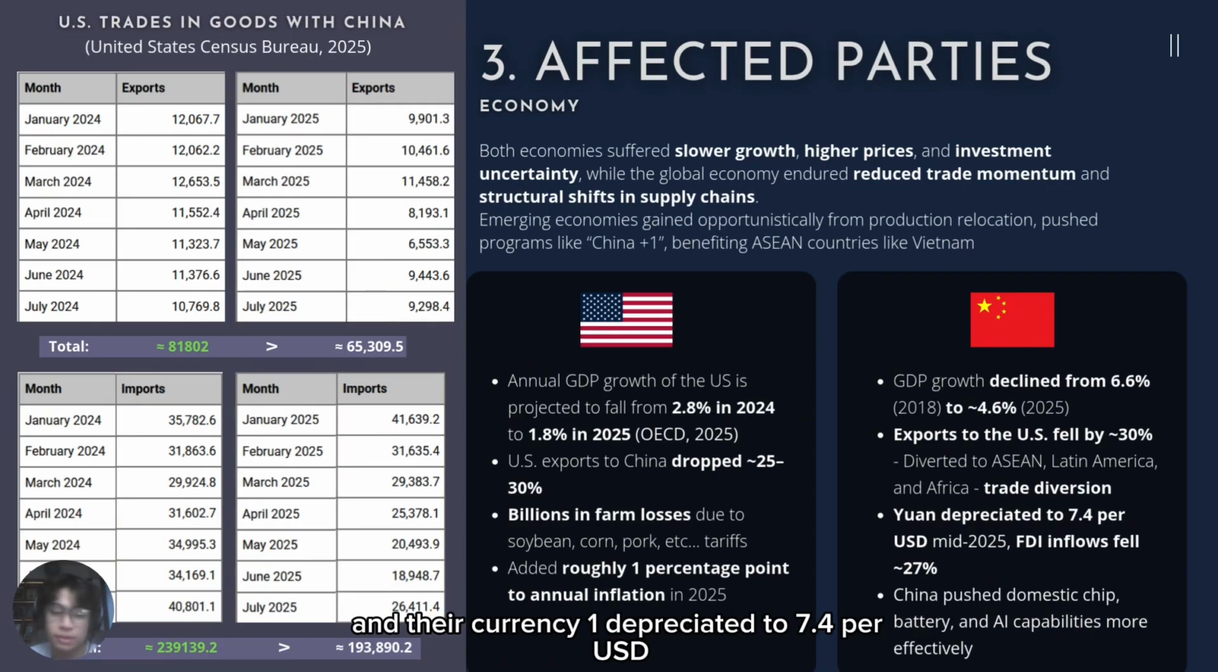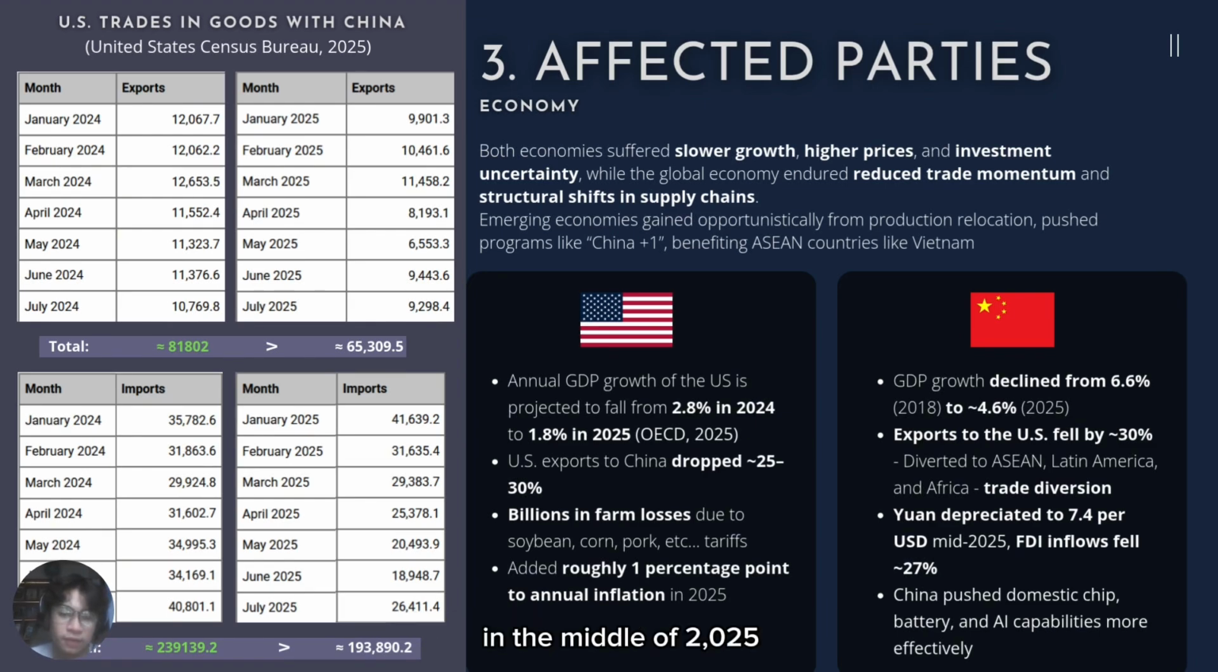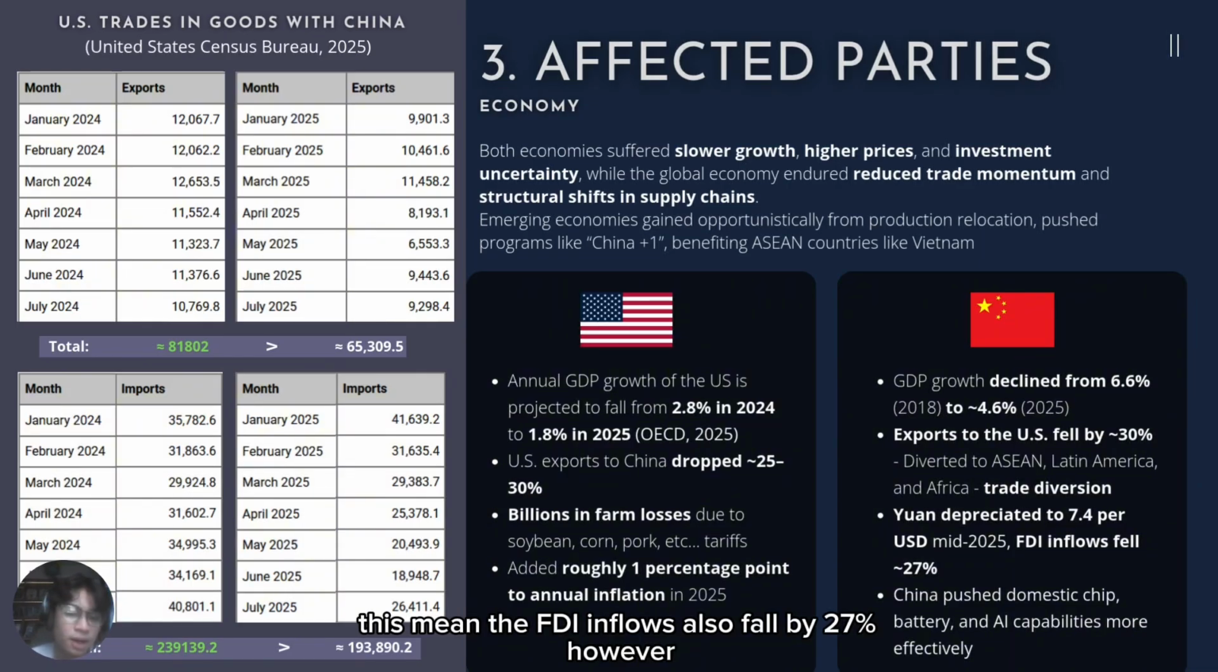And their currency, the yuan, depreciated to 7.4 per USD in the middle of 2025. This means FDI inflows also fell by 27%. However, in the midst of chaos, China pushed their domestic chip, battery, and AI capabilities more effectively and faster.